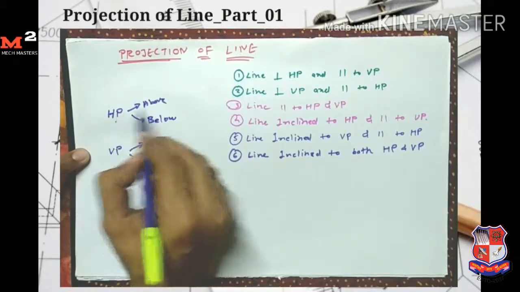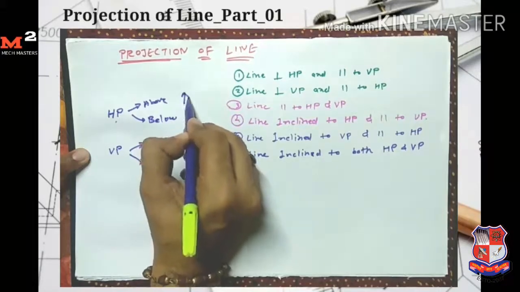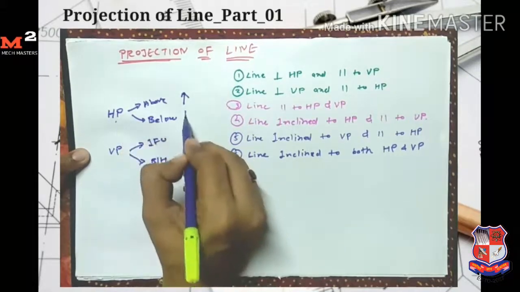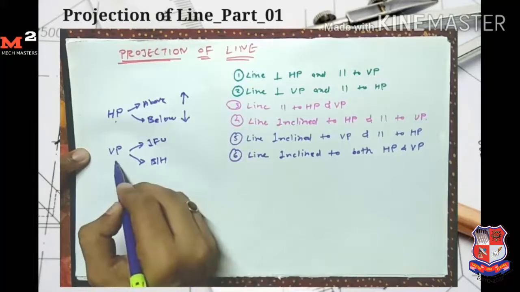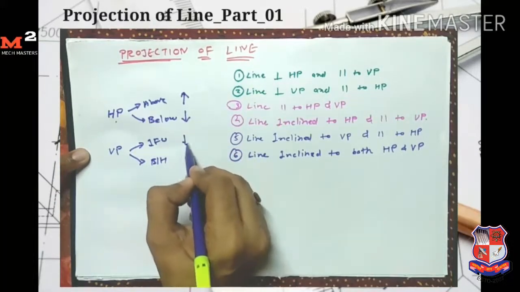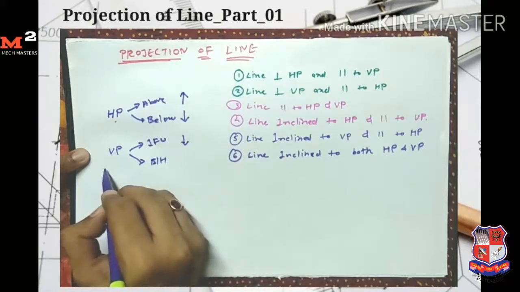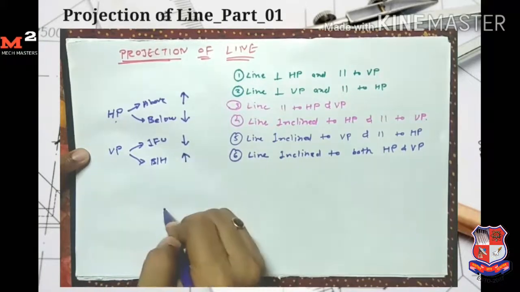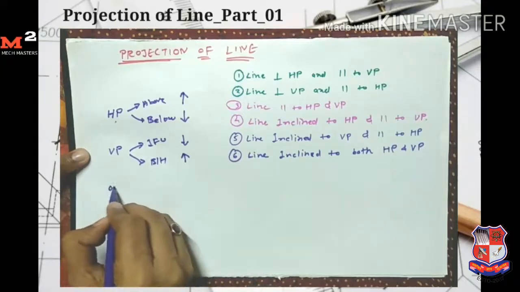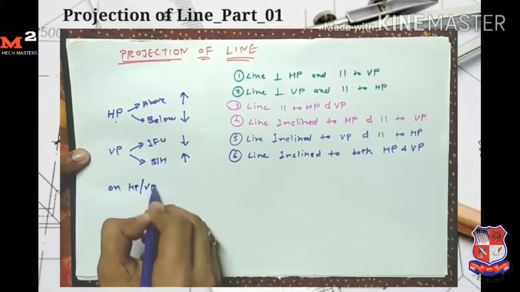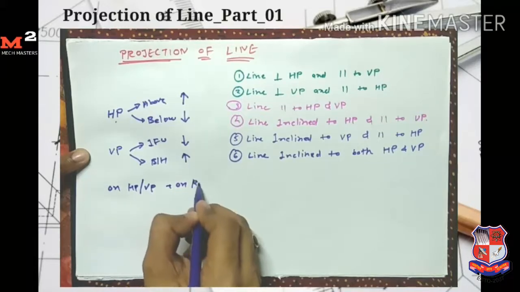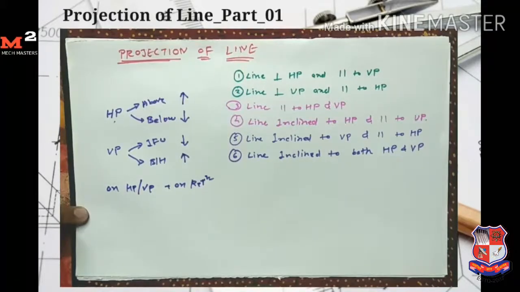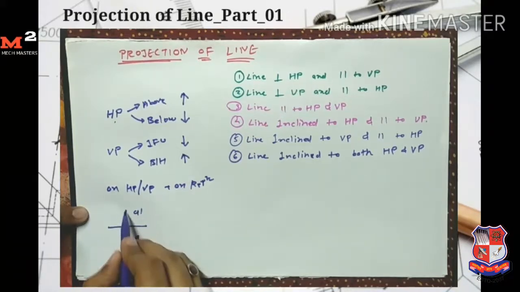If the point is above HP, then we draw the point above the reference line, and if the point is below HP, then we draw the point below the reference line. If the point is in front of VP, then we draw the point below the reference line, and if the point is behind the vertical plane, then we draw the point above the reference line. If the point is on HP or VP, we represent that point on the reference line. And one more important point is that when representing the front view and top view of the point, its front view and top view are on the same vertical line, because students make mistakes here.